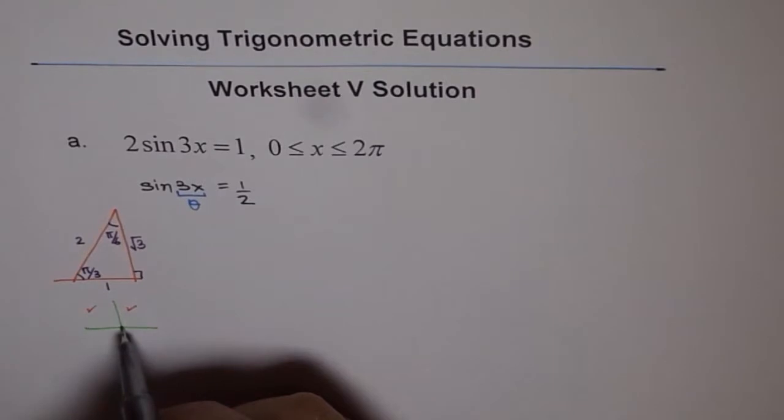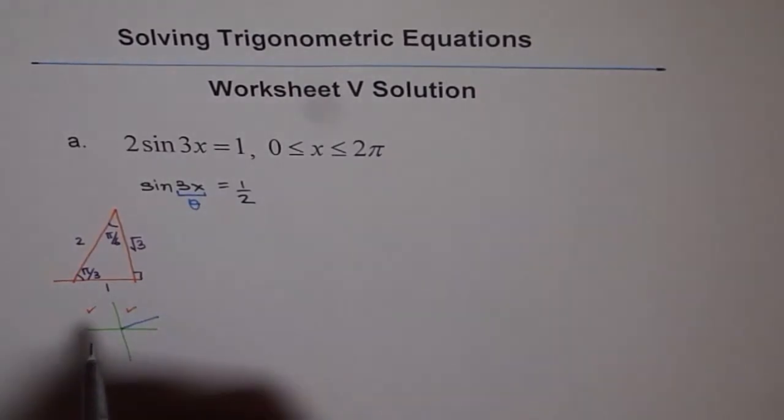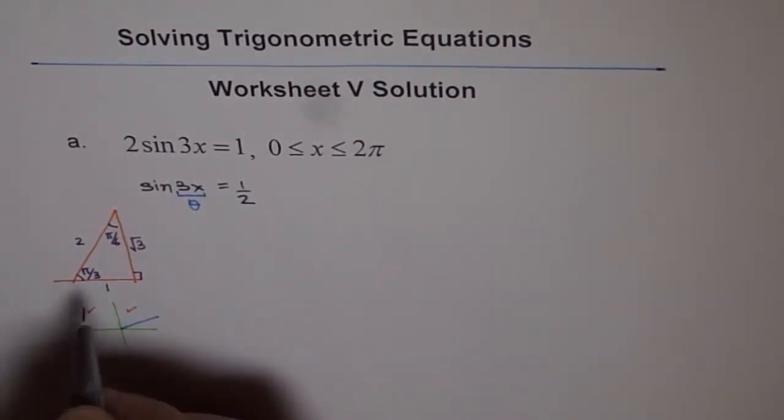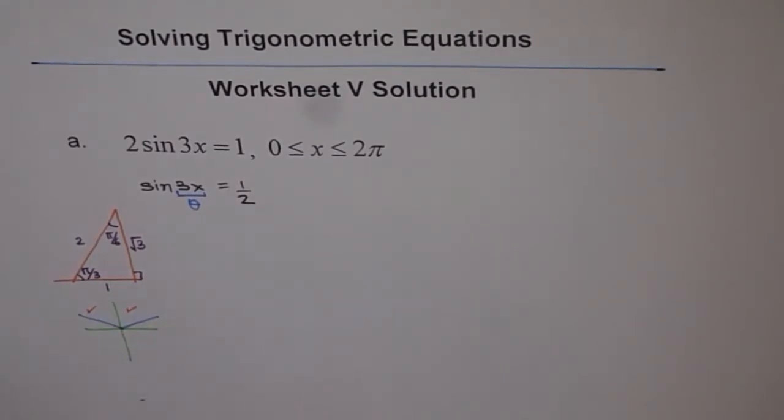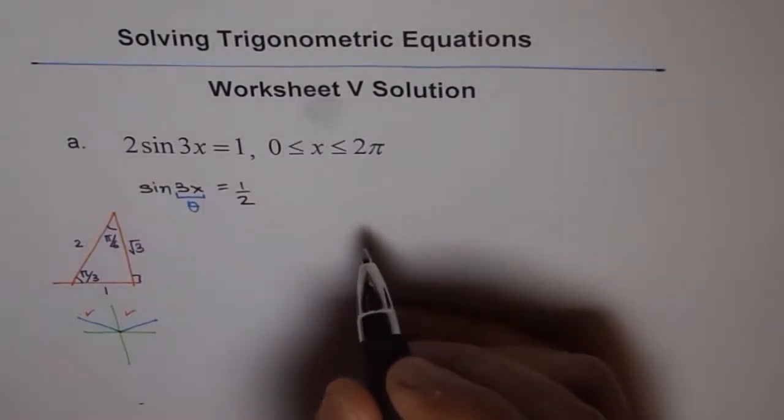So pi by 6 in quadrant 1 as an acute angle, right? And in quadrant 2 also pi by 6. So these are your two solutions, and these are within the domain of 0 to 2 pi. Those of you who have done this have actually made a mistake. And the mistake here is a very critical one, which I'll highlight now.